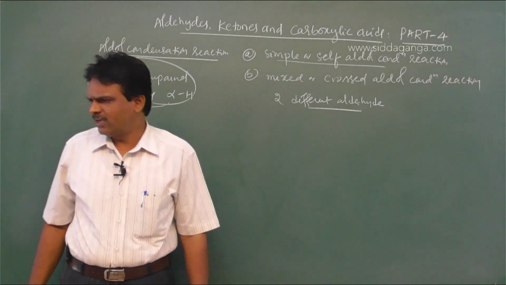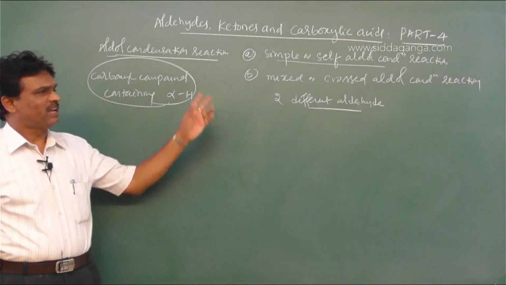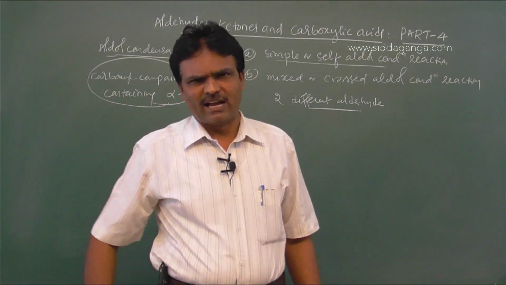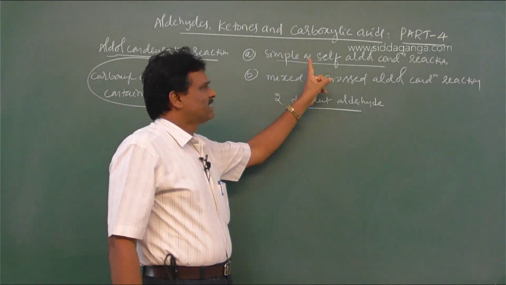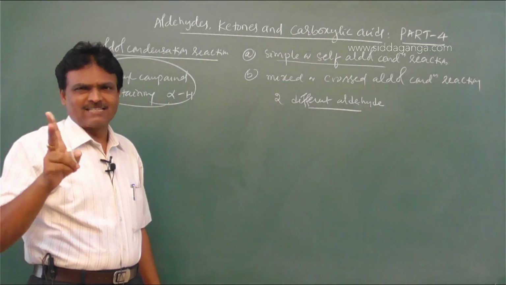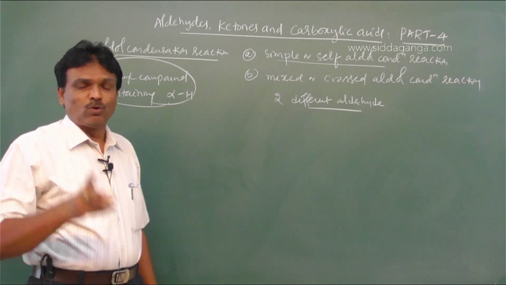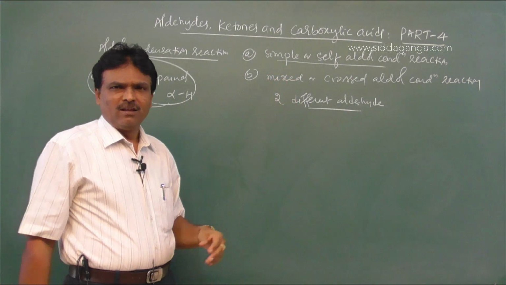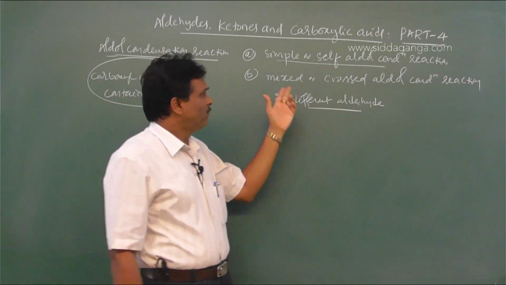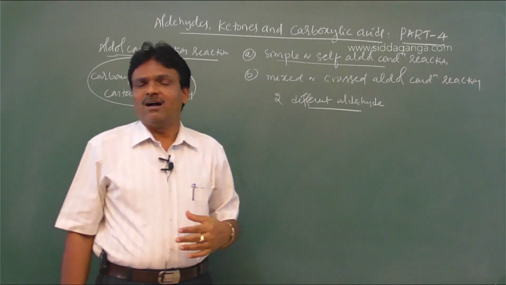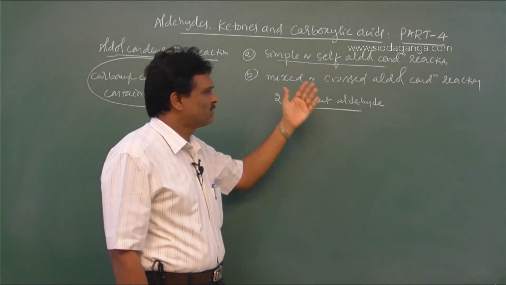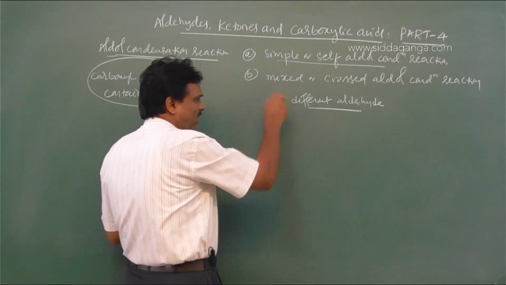Clear? So for this aldol condensation reaction to occur, it can be an aldehyde or a ketone, aldol or ketol condensation reaction. In case of simple or self aldol condensation reaction, two molecules of aldehydes, two same kind of aldehyde molecules, are involved in aldol condensation, that is self aldol condensation. If two different aldehydes are involved in aldol condensation reaction, that is mixed or cross aldol condensation reaction.